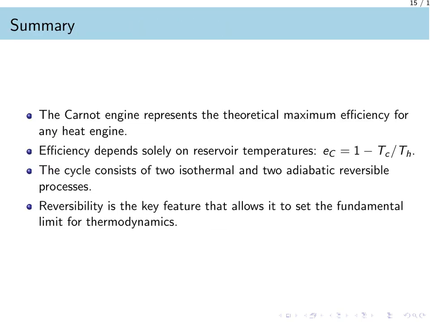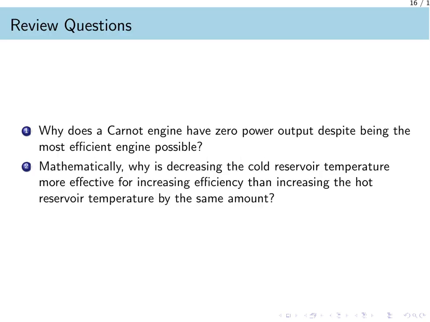In summary, the Carnot engine represents the theoretical maximum efficiency for any heat engine. This efficiency depends solely on the absolute temperatures of the hot and cold reservoirs, calculated as 1 minus the cold temperature divided by the hot temperature. The cycle itself is composed of 2 isothermal and 2 adiabatic reversible processes. Reversibility is the defining feature of this cycle, allowing it to set the fundamental physical limits for the field of thermodynamics. To wrap up, consider these 2 review questions.